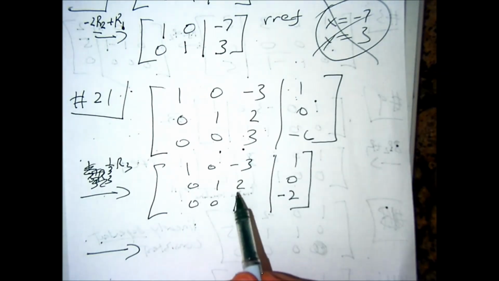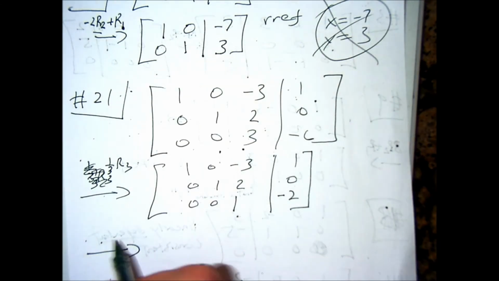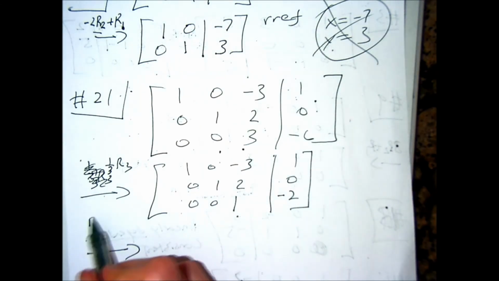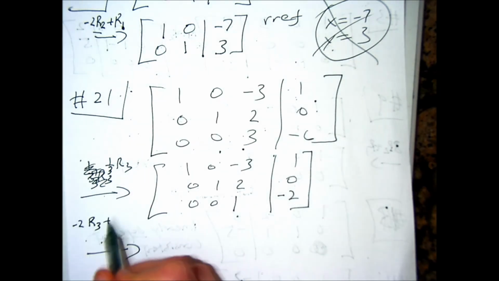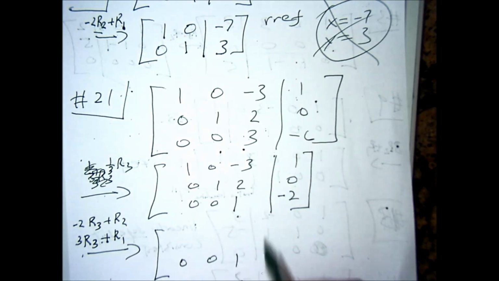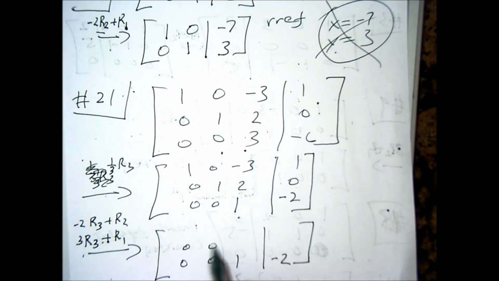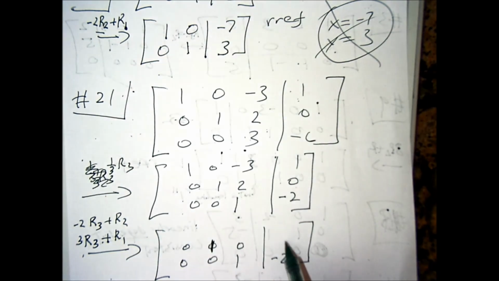Okay. Another step. I can't have anything above my leading 1 for this row. So I'll do 2 steps in one. I'll take row 3, multiply it by negative 2 and add it to row 2. Then I'll multiply row 3 in the other step by 3 and add it to row 1. So row 3 is not changing. But row 2, because I'm multiplying this by negative 2, that makes this a 0, and that makes this a 4.